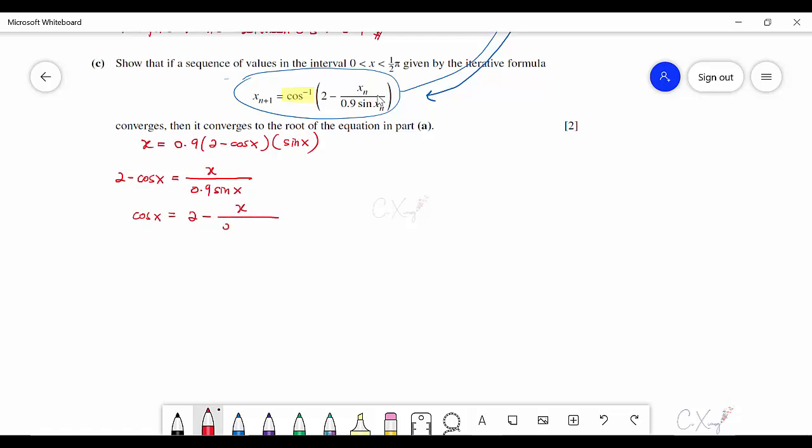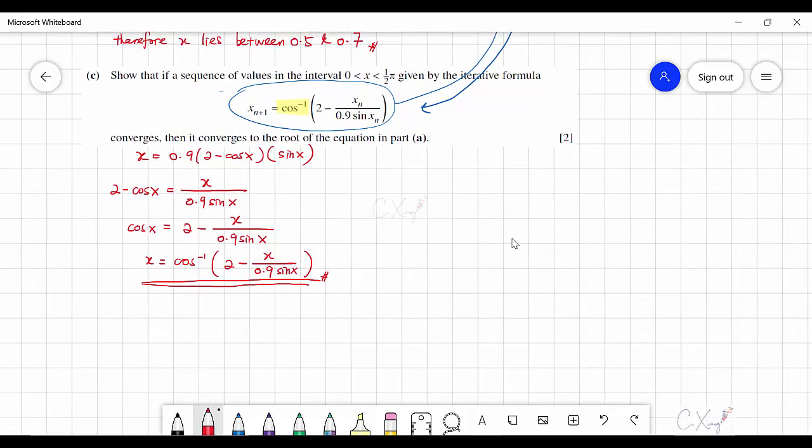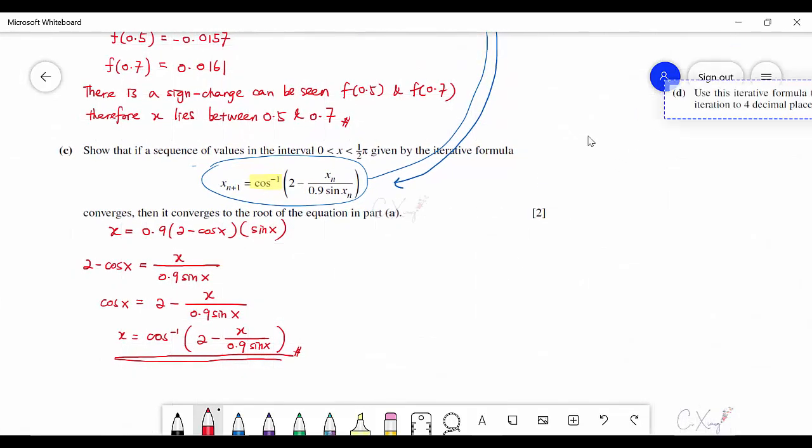So I will have this. I think the answer is quite obvious already. So x equals cos inverse of 2 minus x over 0.9 sine x. All right, so this is how we actually get the iteration formula that they want us to show. Okay, that is part C. Now we continue to part D.